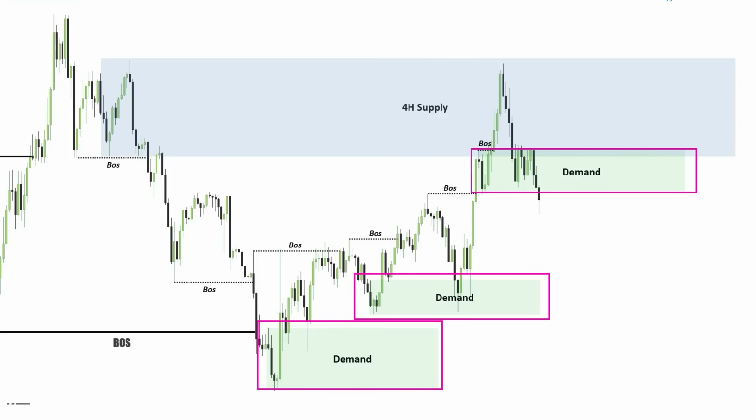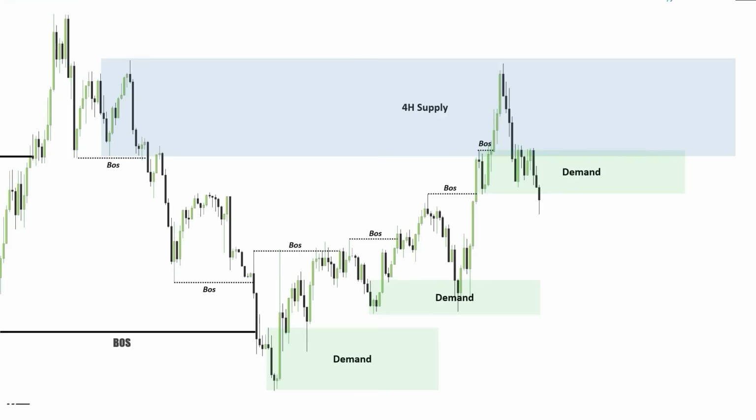Also, after tapping the higher time frame supply, price retraced downward and after a small reaction, flipped the most recent demand by breaking and closing below it. At this point, price is expected to realign with the higher time frame direction, which is bearish. So now we have a valid flip zone on the 15-minute chart represented by this up-close candle.